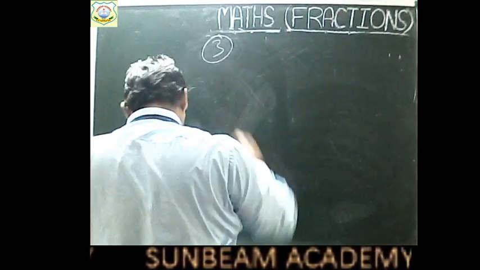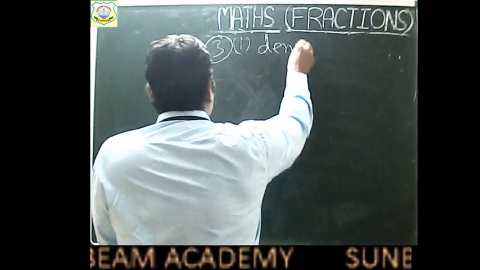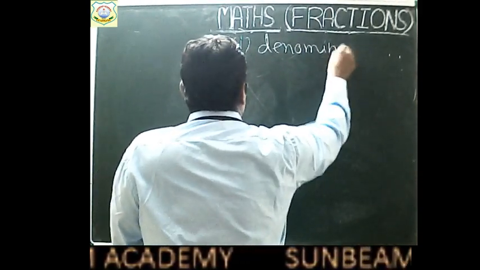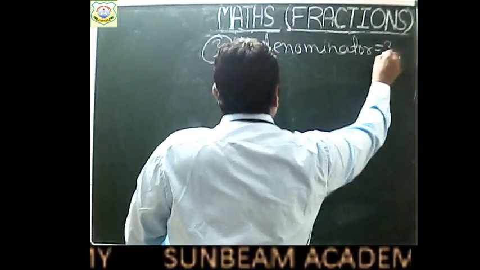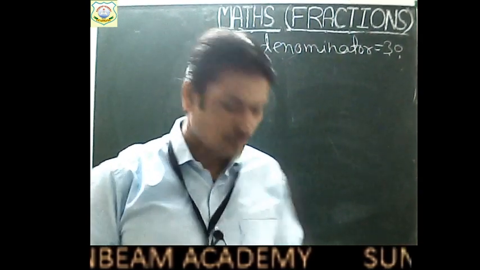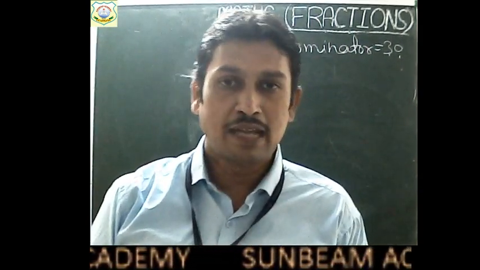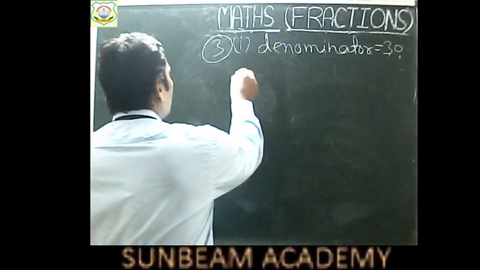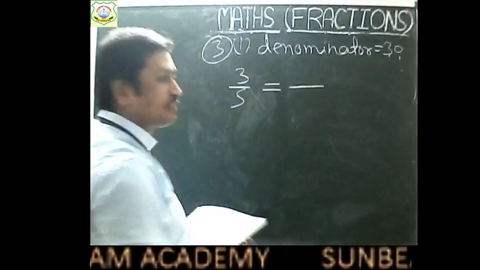Question number 3, first part. Here denominator is given. Okay, denominator is given by 30. So what is the given fraction, children? Find the equivalent fraction of 3 by 5. We have to find the equivalent fraction of 3 by 5. Our fraction is 3 by 5 and we have to find its equivalent fraction here.